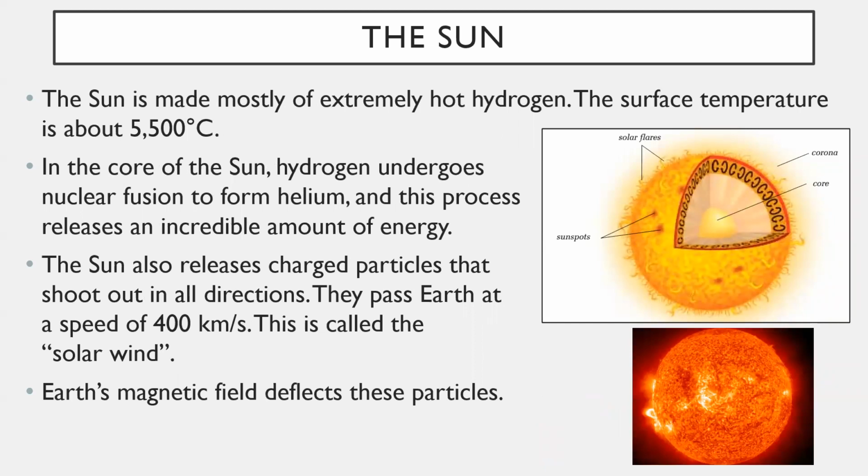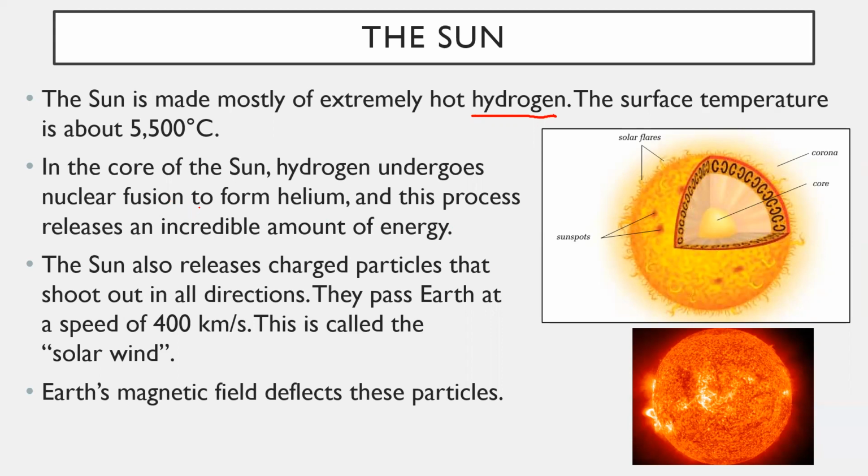Of course, it's at the center of the solar system because we now understand that the heliocentric model was true. Now, the sun is mostly made out of extremely hot hydrogen. That would be a type of hydrogen gas in a way. It actually kind of even becomes like a plasma. But anyway, we can call it hydrogen gas. The surface temperature, so right on the surface of the sun, is about 5,500 degrees Celsius. So obviously very, very hot.